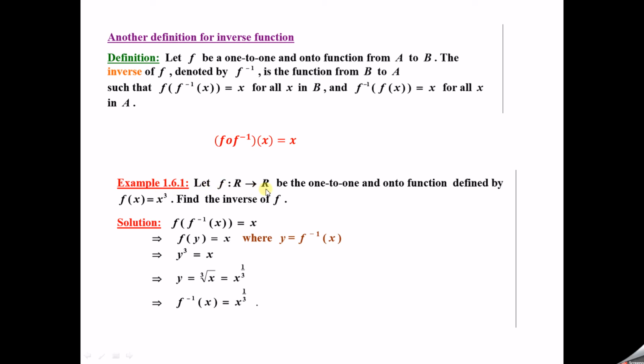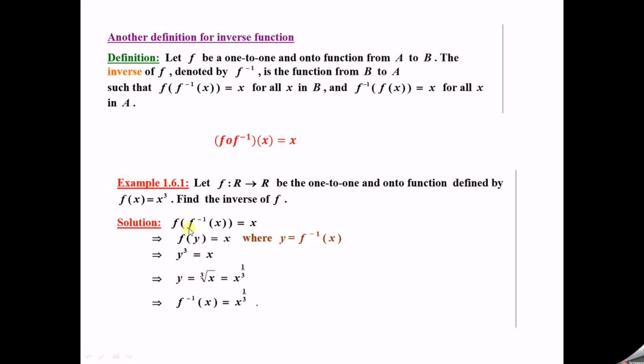Let f from R to R be a one-to-one and onto function defined by f(x) = x cube. This is the function given. Find the inverse of f. We have to find the inverse of this given function. As I told before, this is the equation you have to use whenever we want to find f inverse. So let us start. f of f inverse x is equal to x. f circle f inverse is nothing but f of f inverse x is equal to x, and we want to find this f inverse.